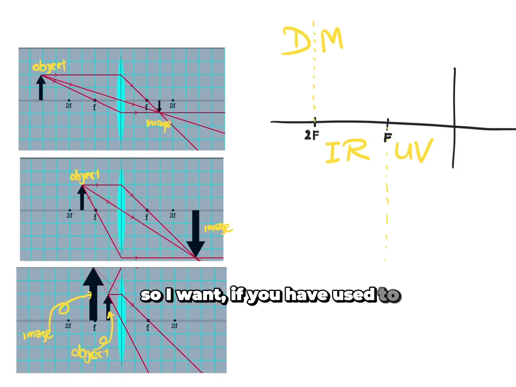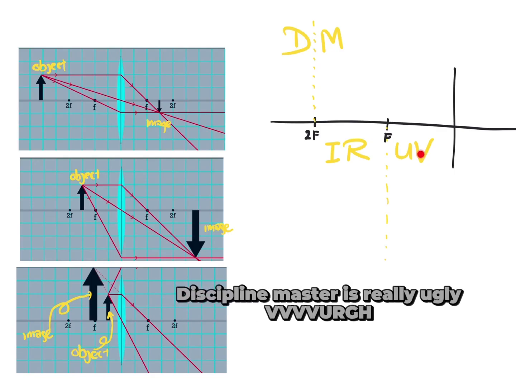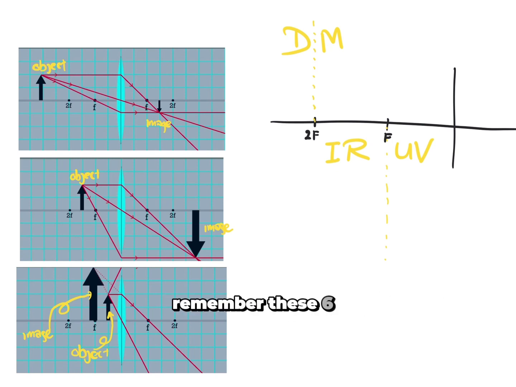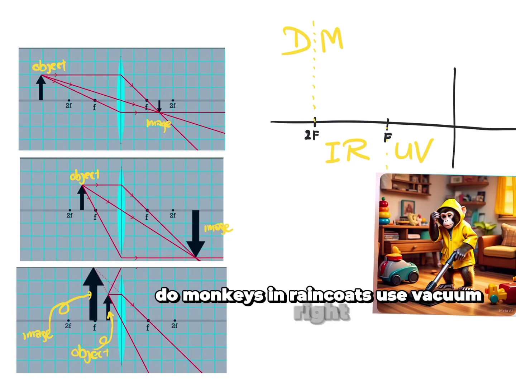So what you have used to sit into my class, right? One way to remember these 6 letters is "discipline master is really ugly." But I went online and they gave me an example, and the example looks like this to remember these 6 letters, and it is: do monkeys in raincoats use vacuums? Right? So just remember this guy.